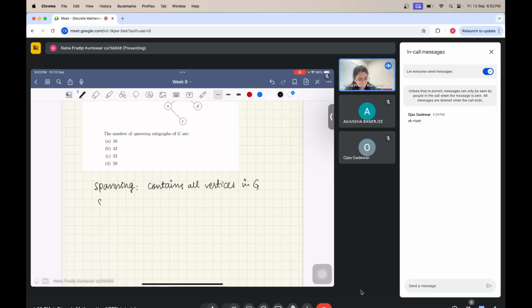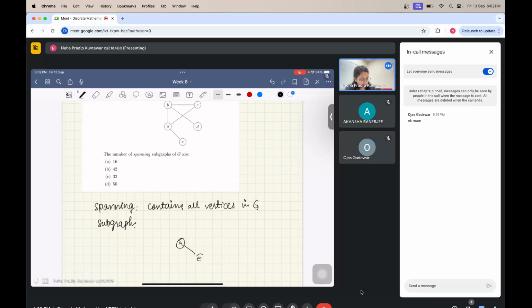And what do you mean by subgraph? Subgraph is just a subset of edges and vertices of a graph. So for example, A E C here is a subgraph, and if I add this one more edge, that is also a subgraph. So essentially you are just deleting either some vertices or some edges or both. So that's what a subgraph is.